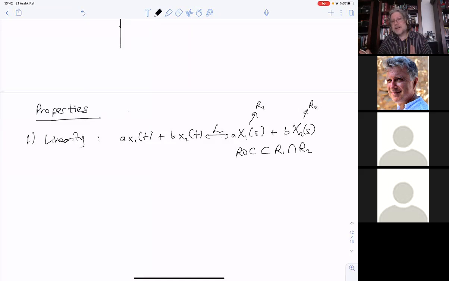However, it's not. It's only including. It's a superset of that. It may be equal to this R1 intersection R2, and in a majority of cases, 99% of the cases, it's just intersection of R1 and R2.